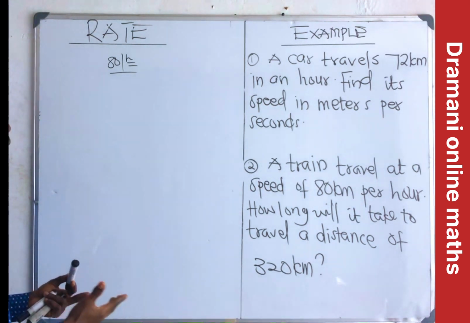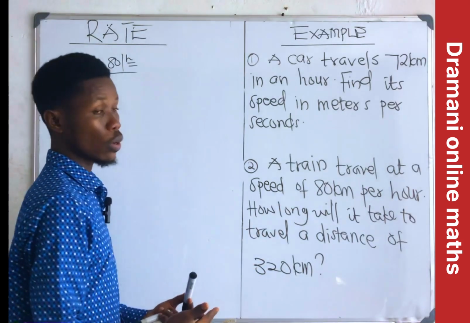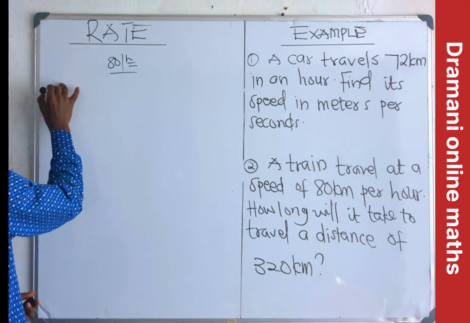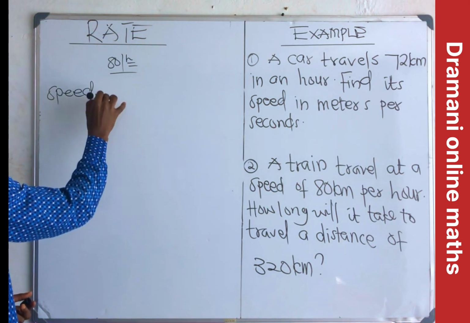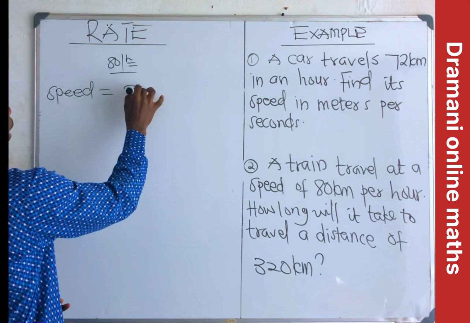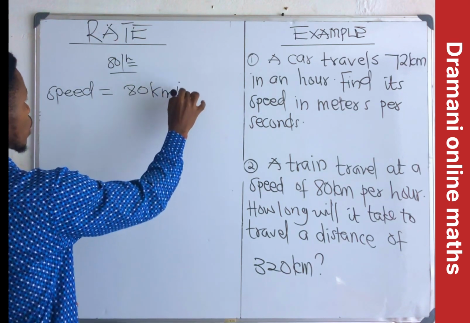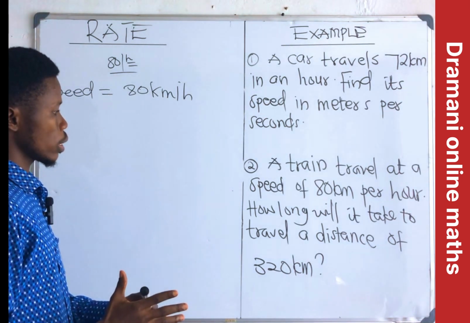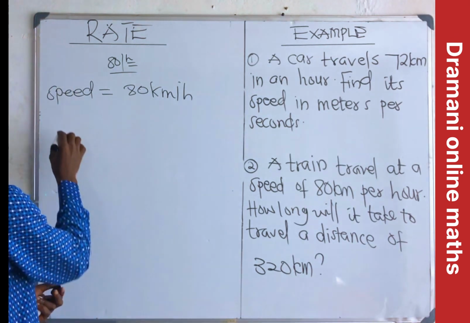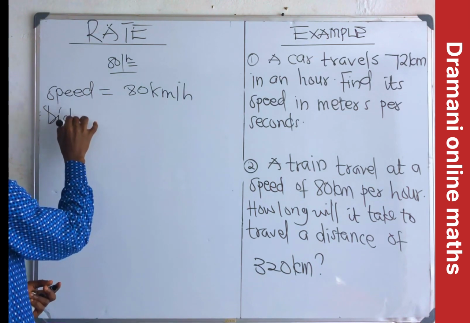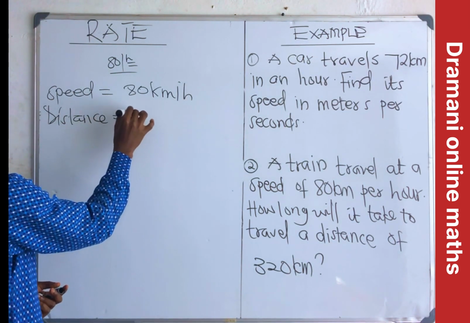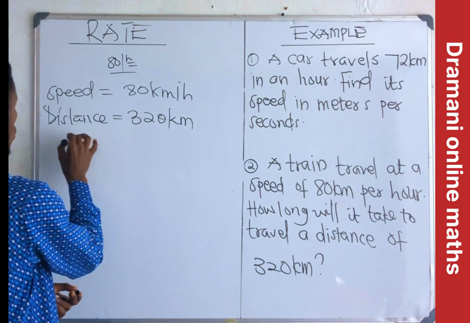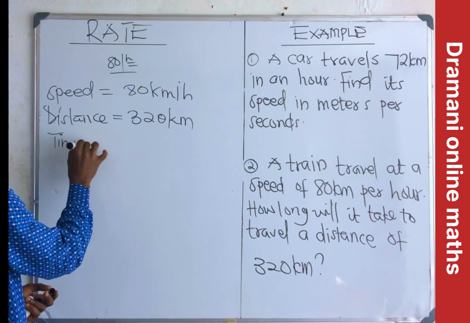A train travels at a speed of 80 kilometers per hour, which means the speed has been given. So my speed is equal to 80 kilometers per hour. How long will it take to travel a distance of 320 kilometers? So the distance is 320 kilometers. So we need the time taken.